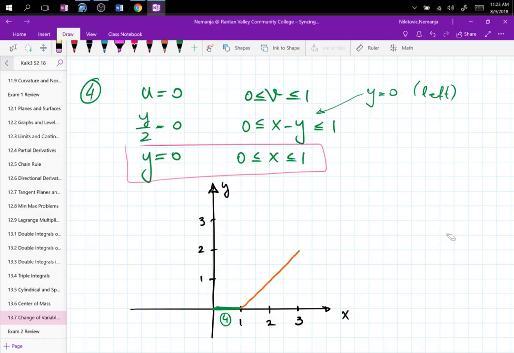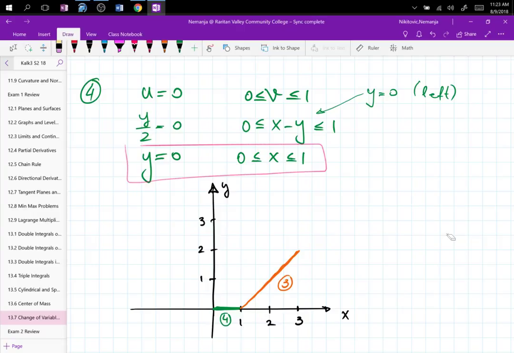There we go. For this piece, I have the equation that I need, and I also have the range because it needs to go from 0 on y to 2 on y. So it's tall enough, right?